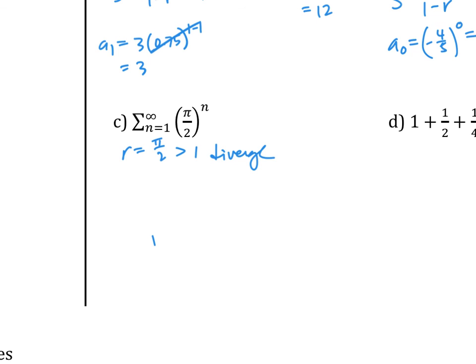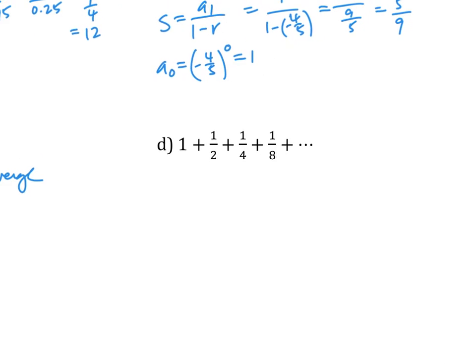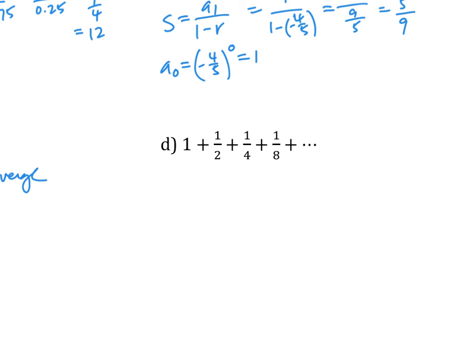Hopefully this was a quick one. You realize that pi over 2, which is 3.14 over 2, is bigger than 1, so this is going to diverge. All right, go ahead and give this last one a try. All right, the answer is 2.